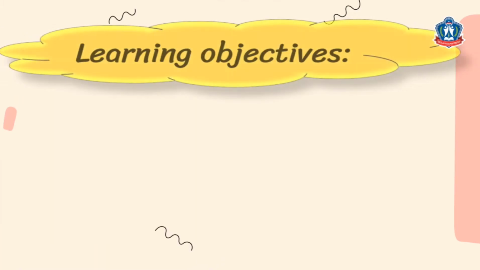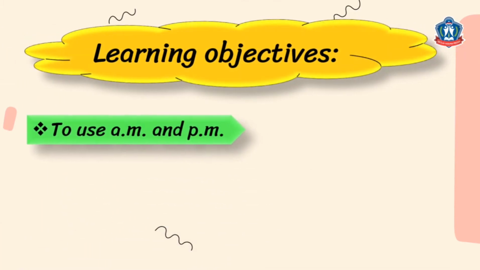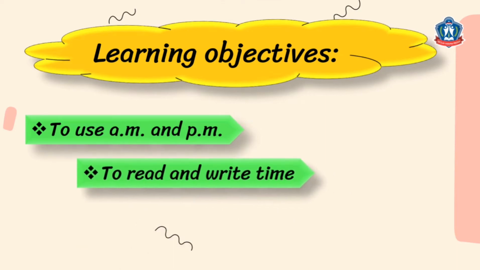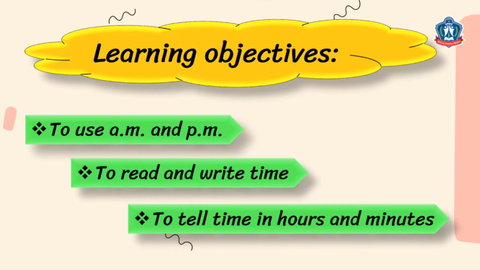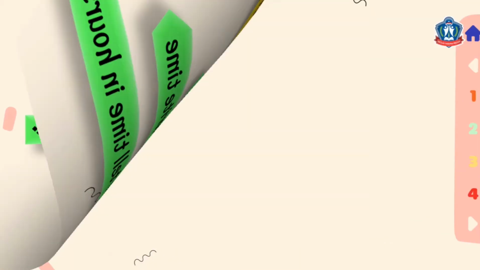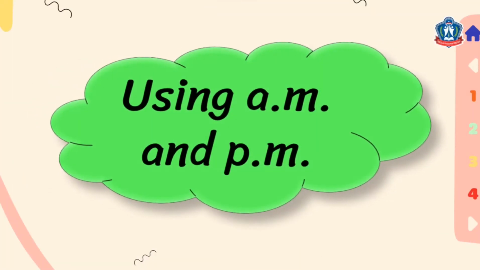The learning objectives of this lesson are that you will learn how to use AM and PM to read and write time, and to tell time in hours and minutes. Are you ready, P4? Okay, relax, get ready, and let's have fun learning these new lessons. Now, let's start with using AM and PM.